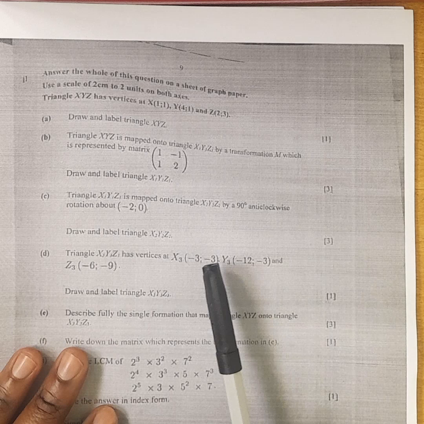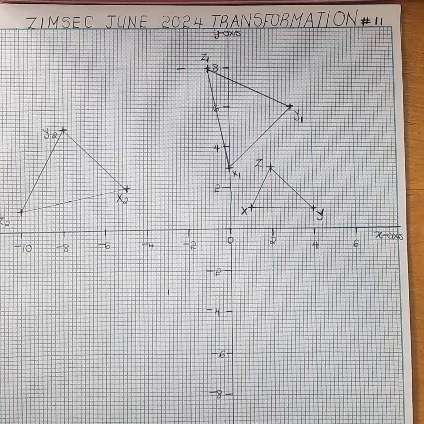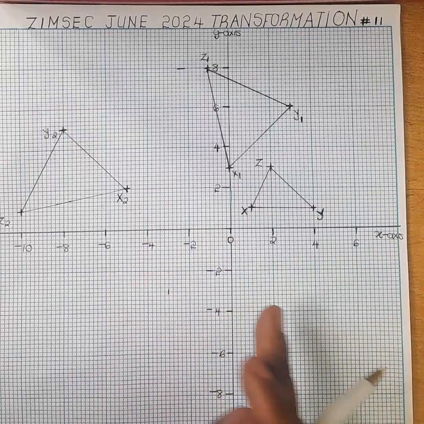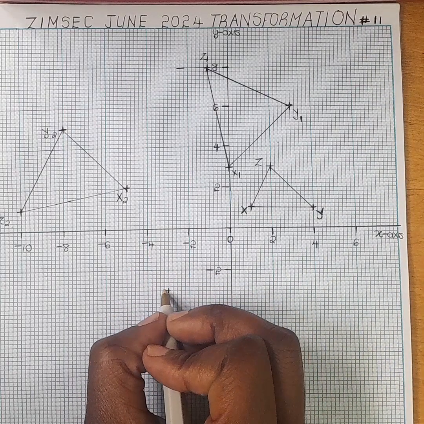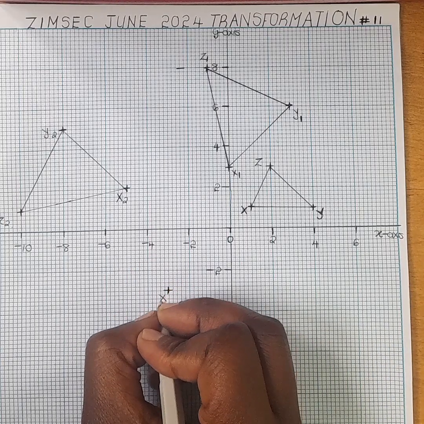So we are saying minus 3 in the x-axis and minus 3 in the y-axis. It is going to be this point. We are going to label it. This is our x3.